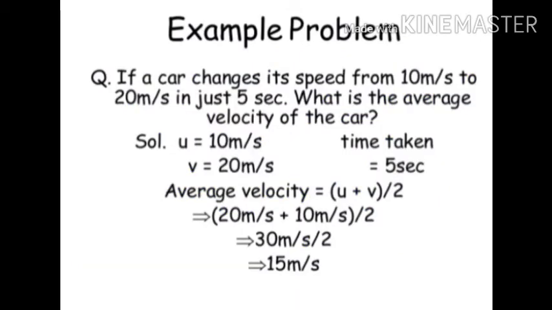Let's take an example. If a car changes its speed from 10 meter per second to 20 meter per second in just 5 seconds, what is the average velocity of the car? Here initial velocity is 10 meter per second, final velocity is 20 meter per second, and time taken here is 5 seconds. Then average velocity is equal to u plus v divided by 2, that is 20 plus 10 divided by 2, 30 by 2, it is 15 meter per second.